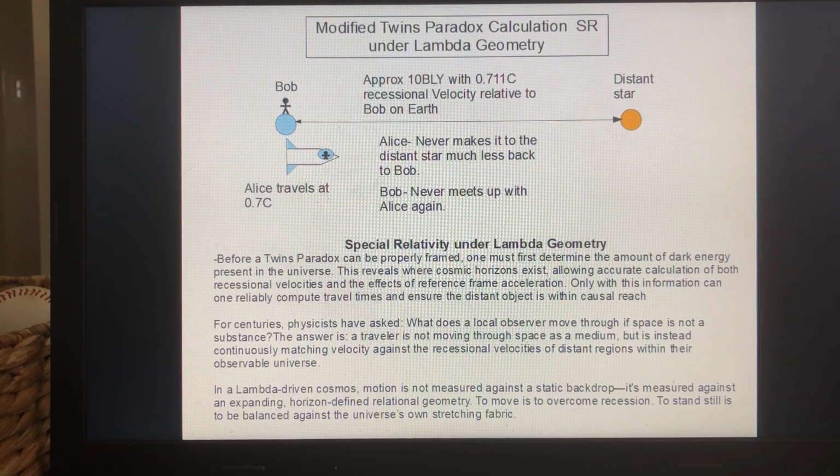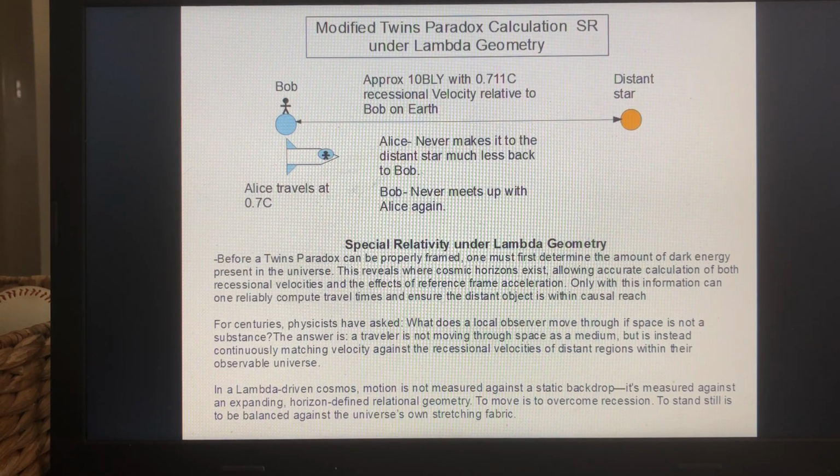So anytime you're going to do a special relativity calculation, you really need to find out the effects of dark energy, because dark energy is going to definitely affect the answer. Before a twins paradox can properly be framed, one must first determine the amount of dark energy present in the universe. This reveals where the cosmic horizons exist, allowing accurate calculation of both recessional velocities and the effects of reference frame acceleration. Only with this information can one reliably compute travel times and ensure that distant objects are within causal reach.